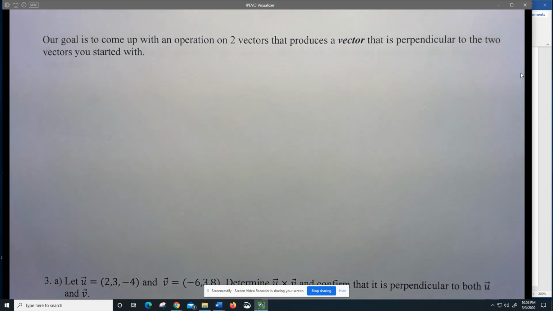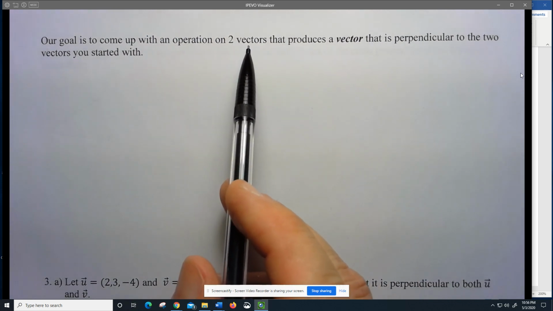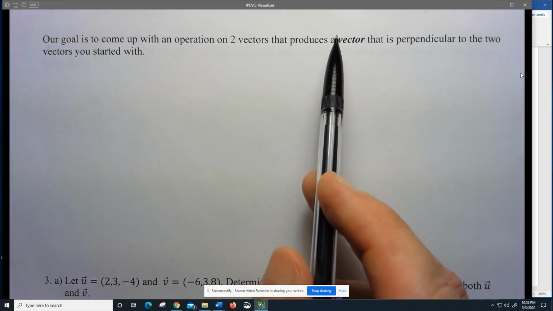Hi folks, in this next part of this week's lesson, we are going to be trying to define yet another operation on vectors, okay? And it's another operation that we're going to consider a product. So this was that other product that I was alluding to previously. And the goal for this one here is we're going to operate on any two vectors, and we want the resultant to produce a vector.